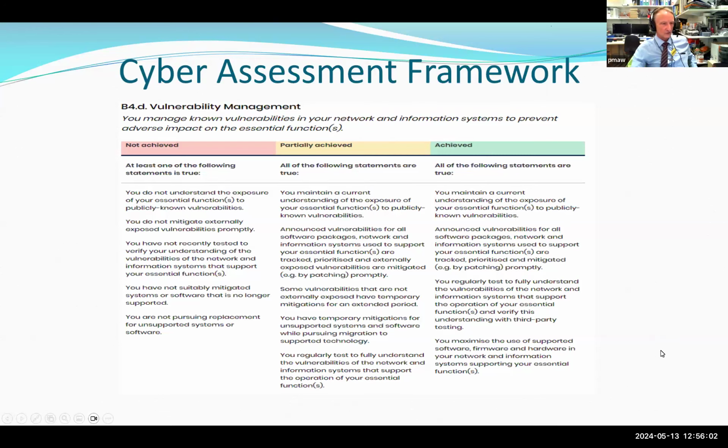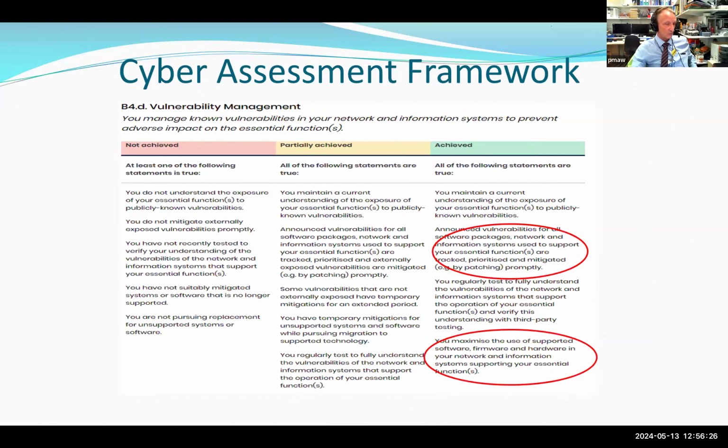So the one I see as being problematic is obviously this one here, where it talks about patching of your devices, which obviously medical devices are going to be problematic. So this is one which could impact the organization's ability to pass the cyber assessment framework.